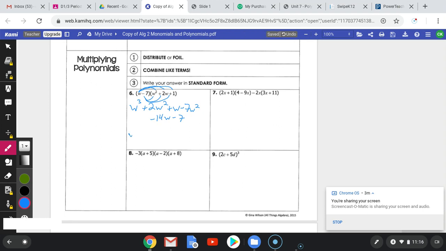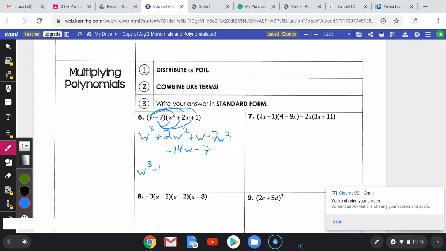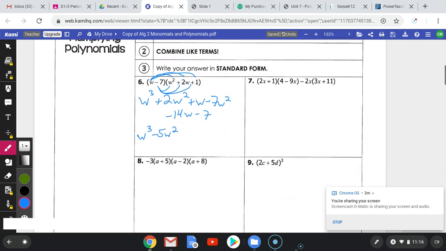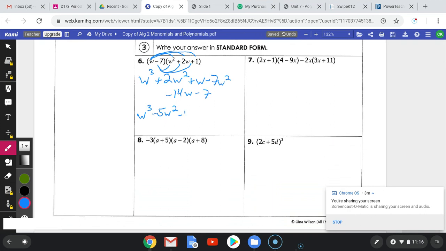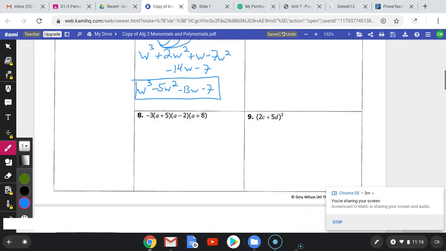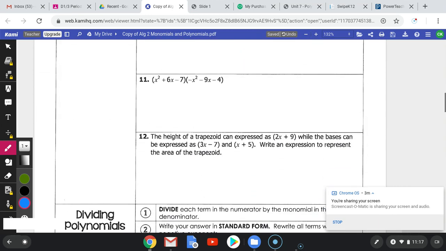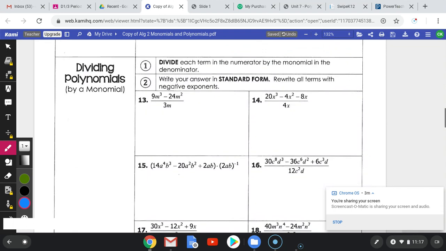Let's see, a w cubed, nothing combines there, so we just leave that alone. 2w squared combines with a negative 7w squared, so that's going to give you negative 5w squared. W minus 14w gives me minus 13w, and then minus 7. Right? So that's how you just do the multiplying. Nothing new here right now, so let's move on to the next one. The new thing here is really dividing polynomials, and this really is not new either, because we've talked about this.